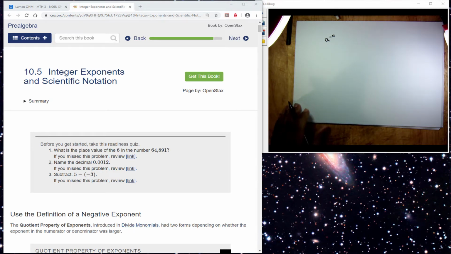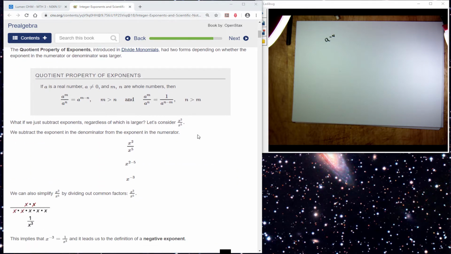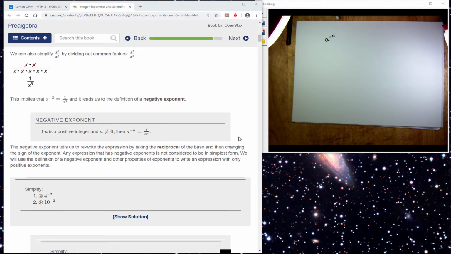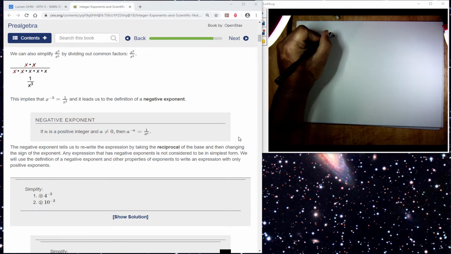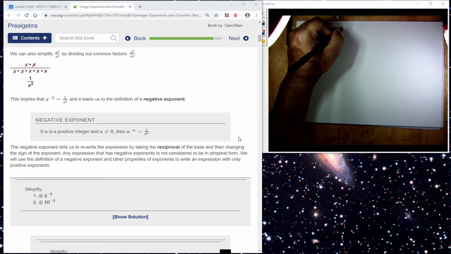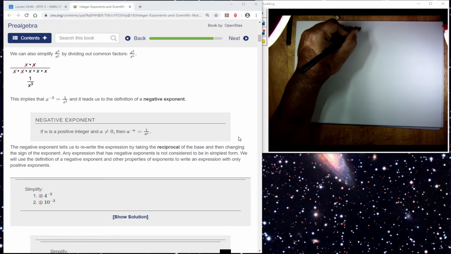Now, section 10.5 deals with integer exponents and scientific notation. In the beginning of this section, we look at the definition of a negative exponent. When you're dealing with a negative exponent, it doesn't necessarily mean it's a negative number. It also means the position of it.